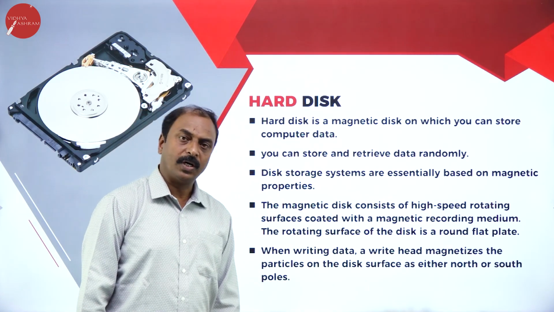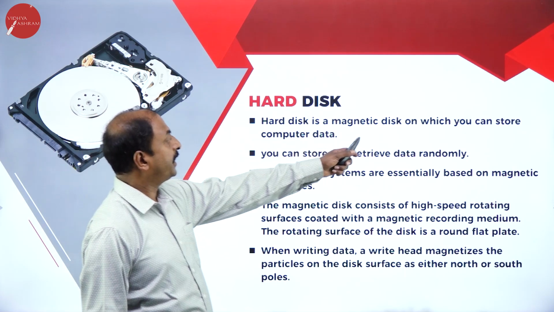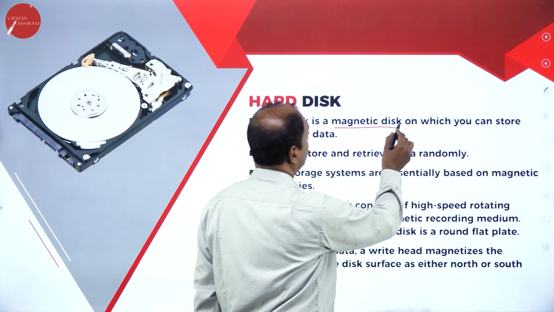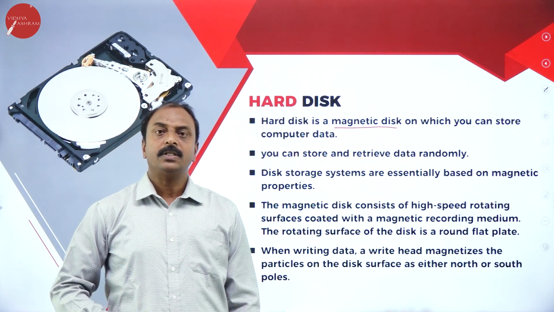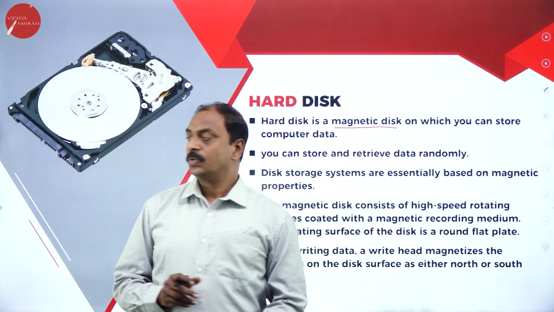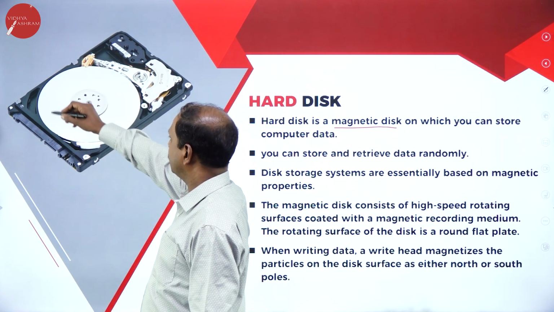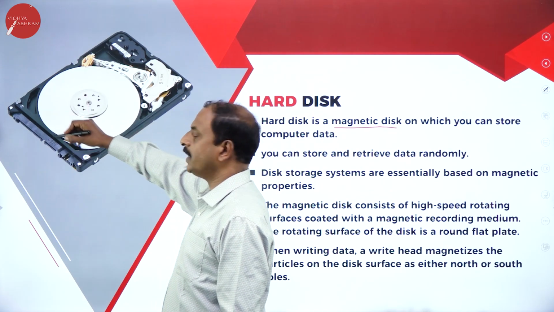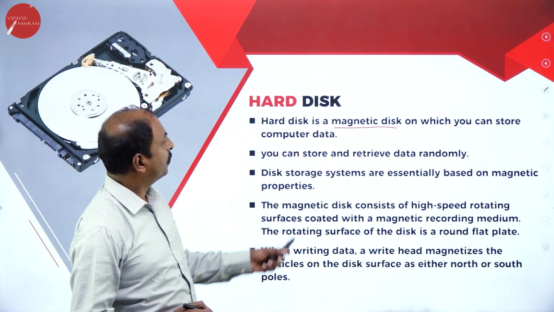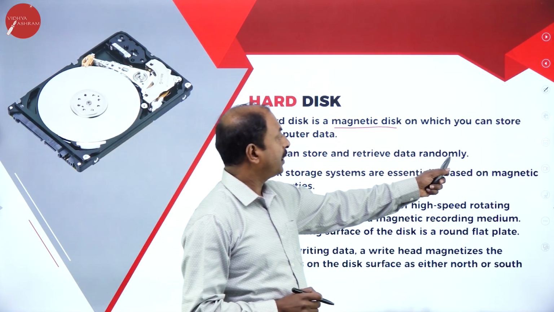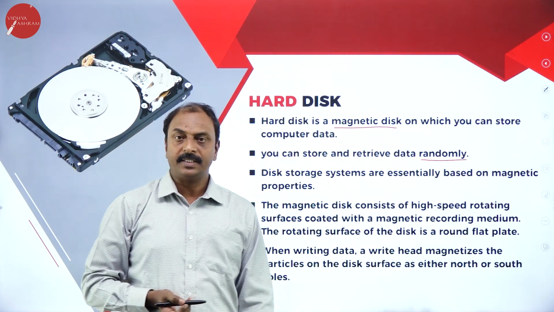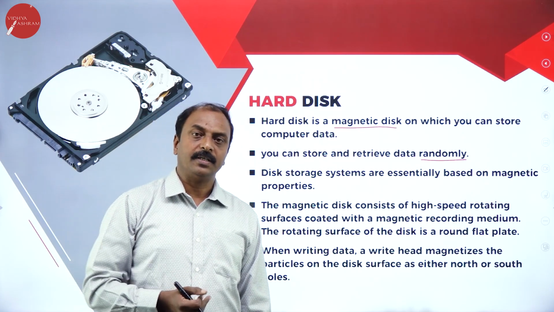Now, let us see about the hard disk. A hard disk is a magnetic disk on which you can store computer data. It works based on the property of magnetism. The disk is made of, or coated with, magnetic material. You can store data and retrieve data randomly. Another property of this hard disk is that we can retrieve the data randomly.